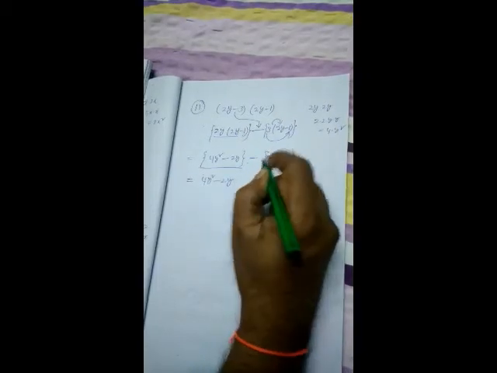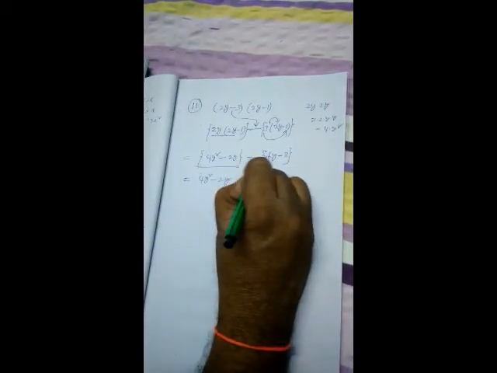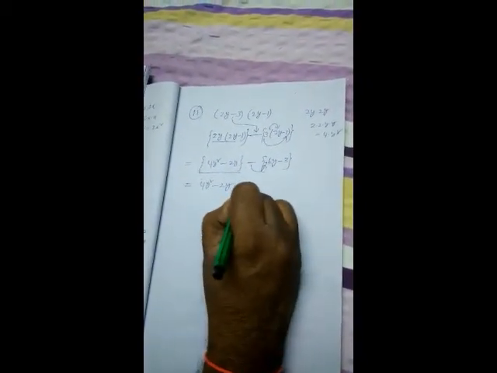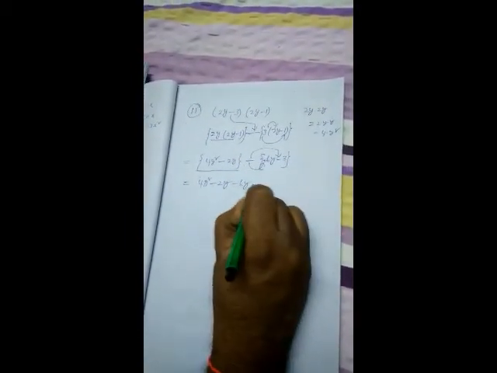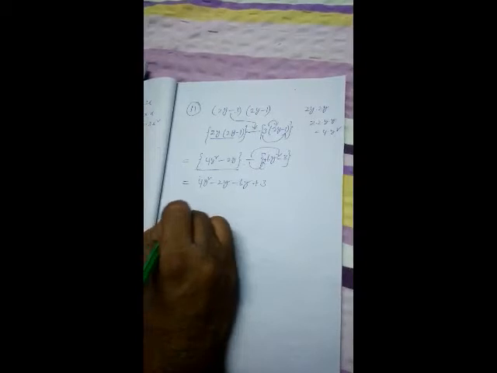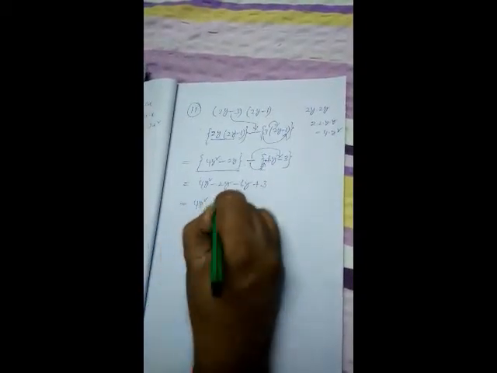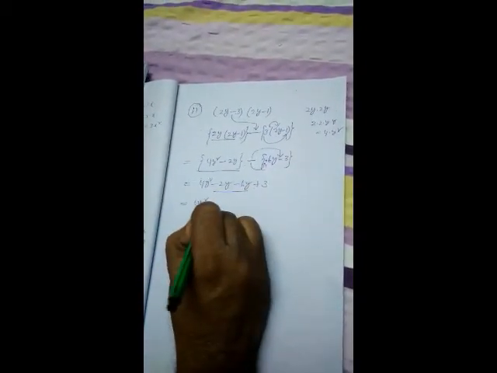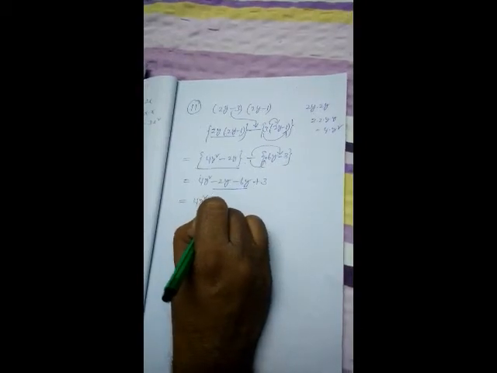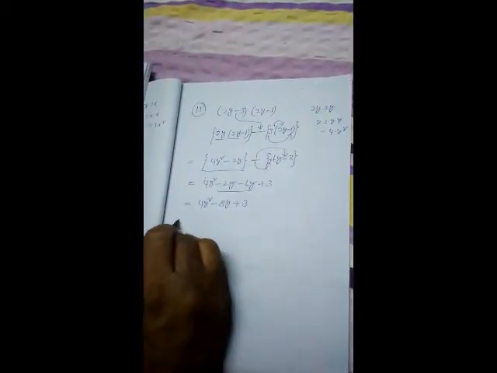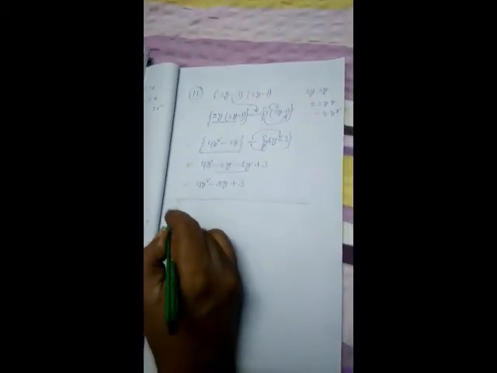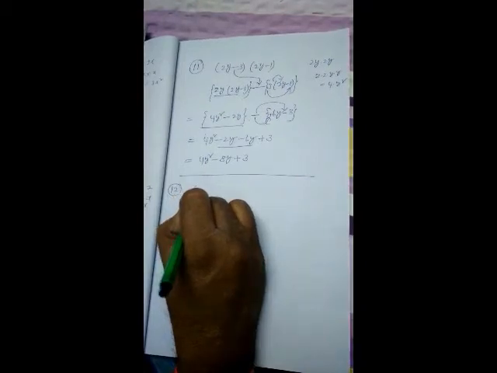This is plus symbol. Because of this minus, this plus will be minus 6y. Because of this minus, this will be plus 3, is equal to 4y square minus 2y minus 6y, is equal to minus 8y plus 3. This is the 11th question. Now one more question, almost the last one, the 12th one.